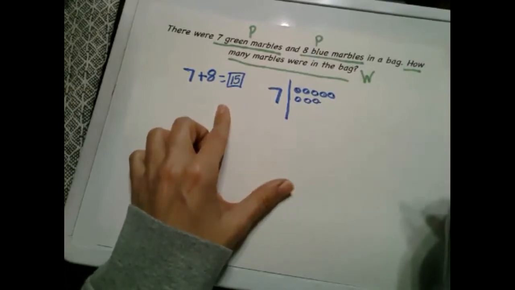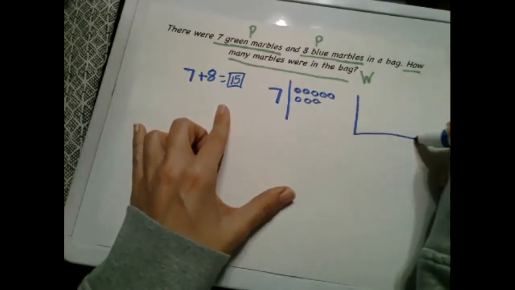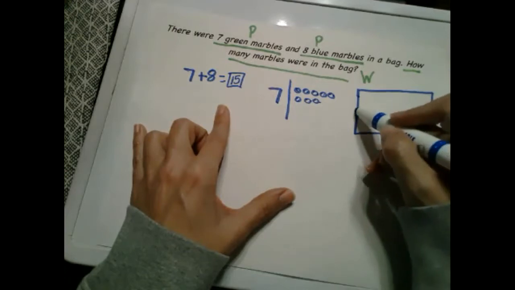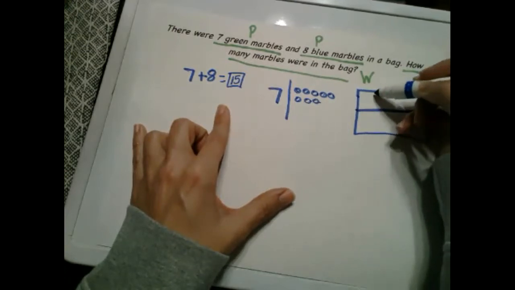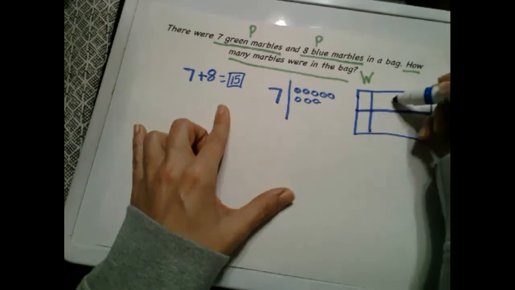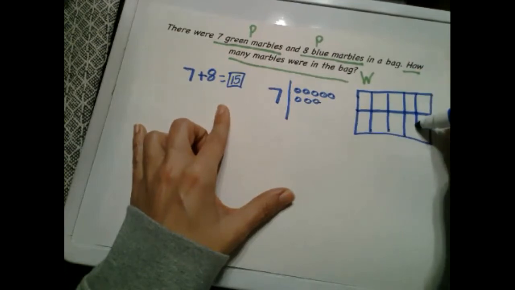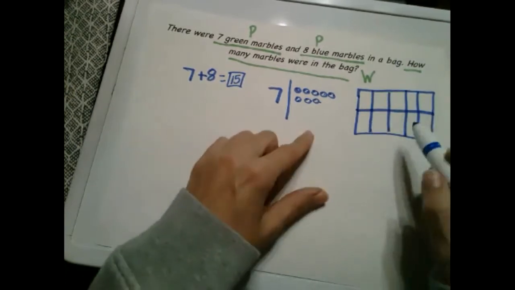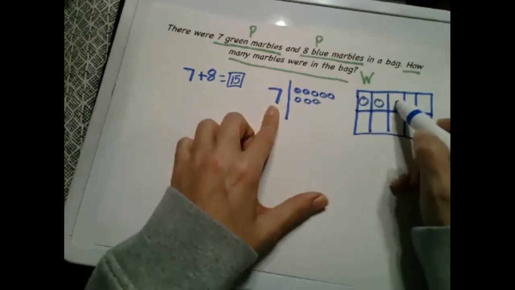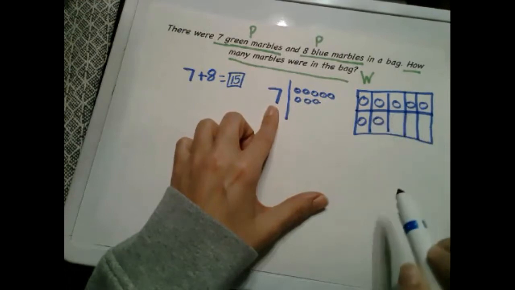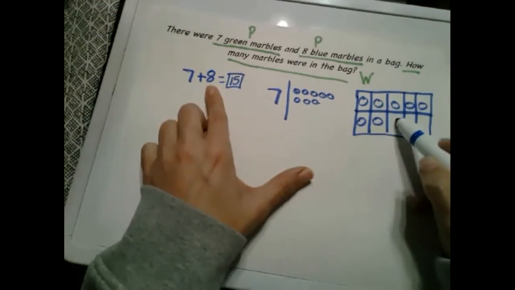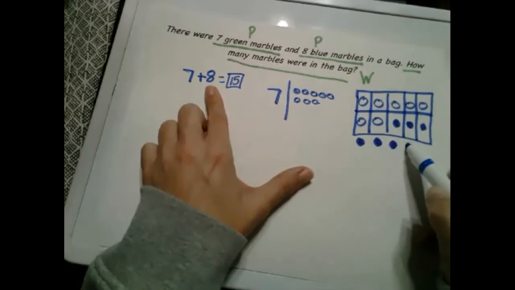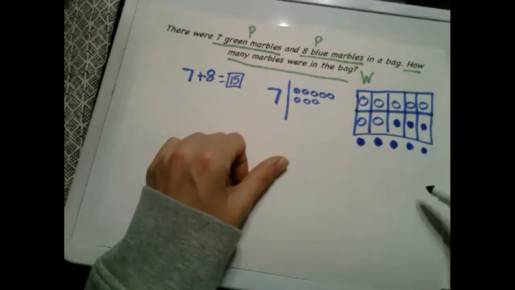I saw another great strategy that I love to see. Someone used a 10 frame. We know when we're drawing our 10 frame, we start with a rectangle, we slice it in half, and we put 4 lines down. 1, 2, 3, 4. That gives us our 5 on top and our 5 on bottom. If I had 7, and I added 8 more, how many would I have?